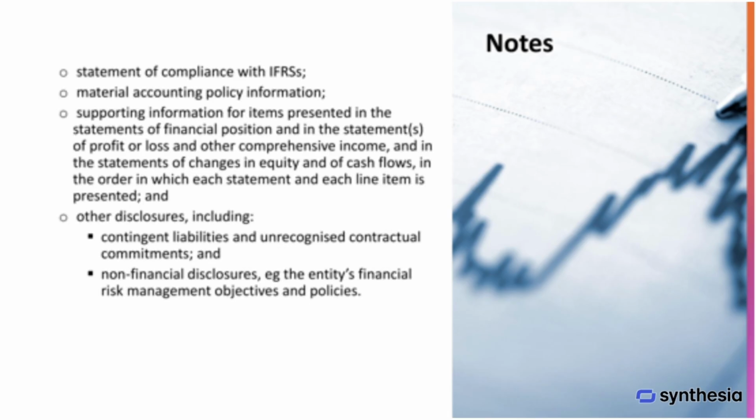Another approach is to follow the order of the line items in the statements of profit or loss and other comprehensive income, as well as the statement of financial position, ensuring that the notes align with the structure of the financial statements. This can involve including a statement of compliance with IFRSs, detailing material accounting policies, and providing supporting information for line items in the financial statements. Additionally, the notes may include other disclosures such as contingent liabilities, unrecognized contractual commitments, and non-financial disclosures like the entity's financial risk management objectives and policies.